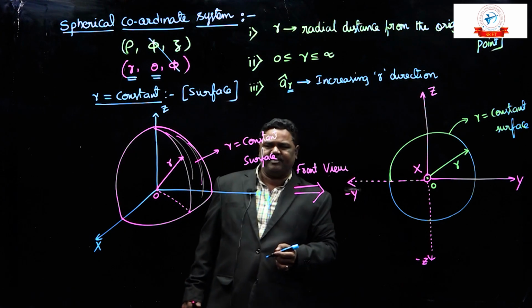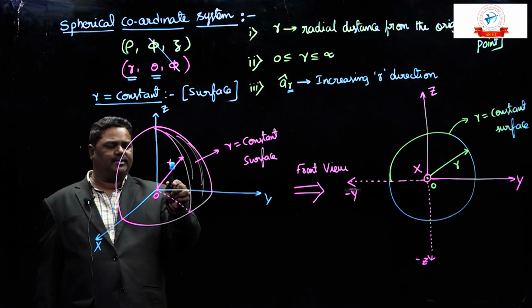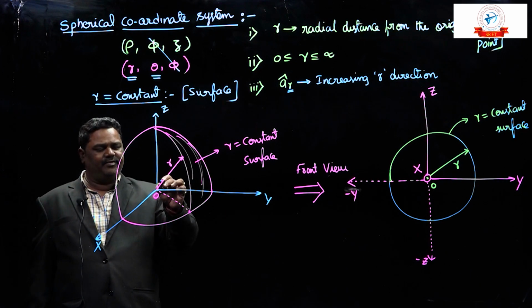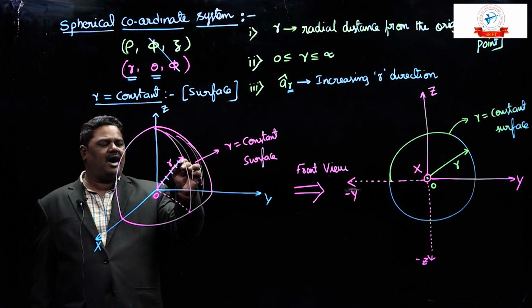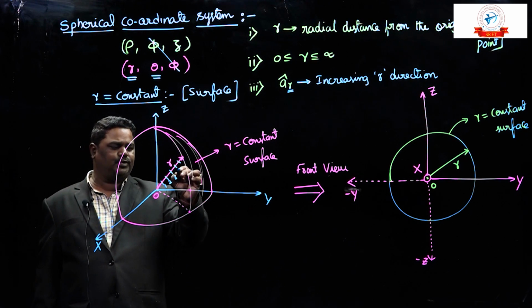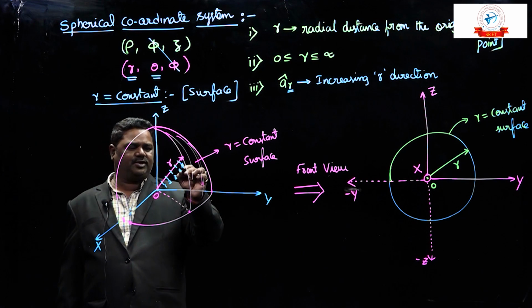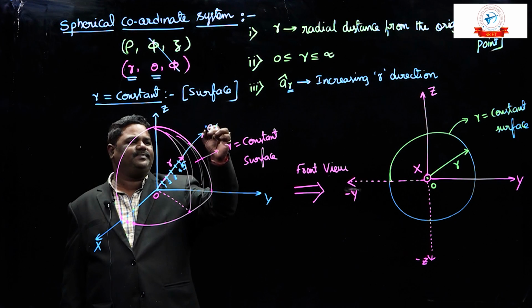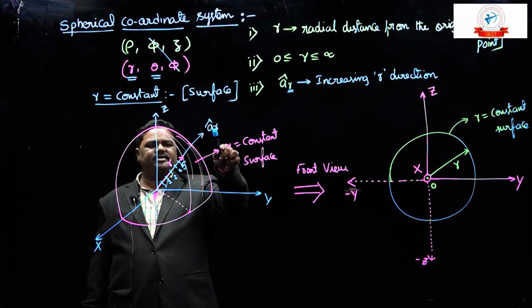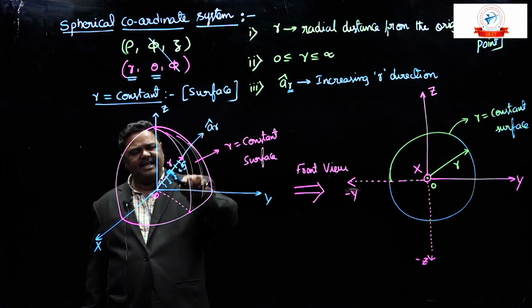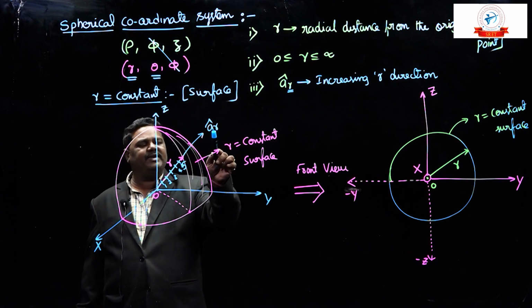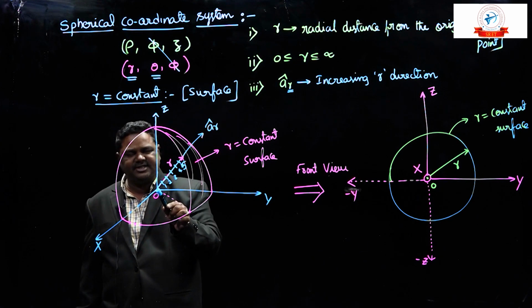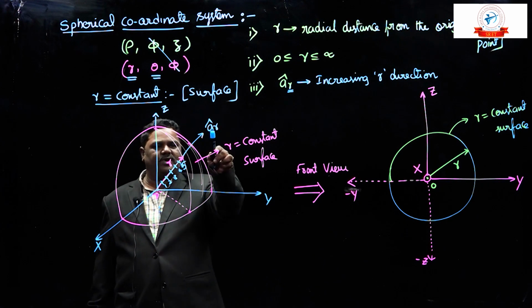Now let us examine here. Whenever r value starts from the origin, at the origin r value is 0. When we move away from the origin, r value is going to increase like 1, 2, 3, 4. So this increasing r direction is nothing but AR cap. If you observe AR cap, it is moving radially away from the origin. So we define AR cap as the direction radially away from the origin, or from the reference point.